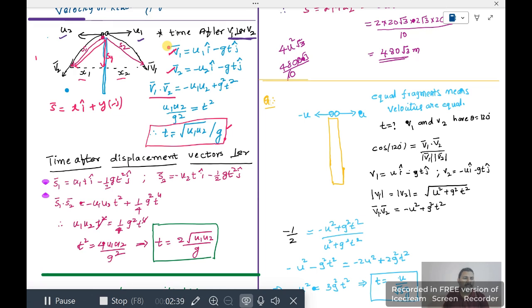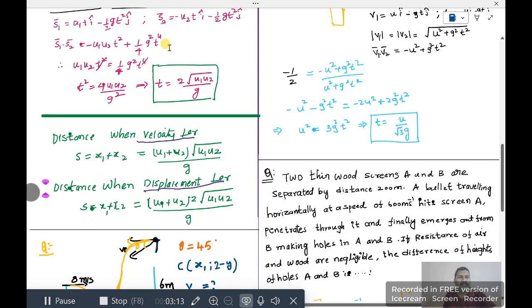Now, when displacement vectors are perpendicular, it means s1 dot s2 is equal to 0. So take the dot product between these two. After doing i dot i, j dot j, you will get t is equal to 2 into root over u1 u2 by g. So keep this point in mind. When velocity vectors are perpendicular, t is root over u1 u2 by g. When displacement vectors are perpendicular after some time, t is equal to 2 into root over u1 u2 by g. So you understand the difference. Now distances.